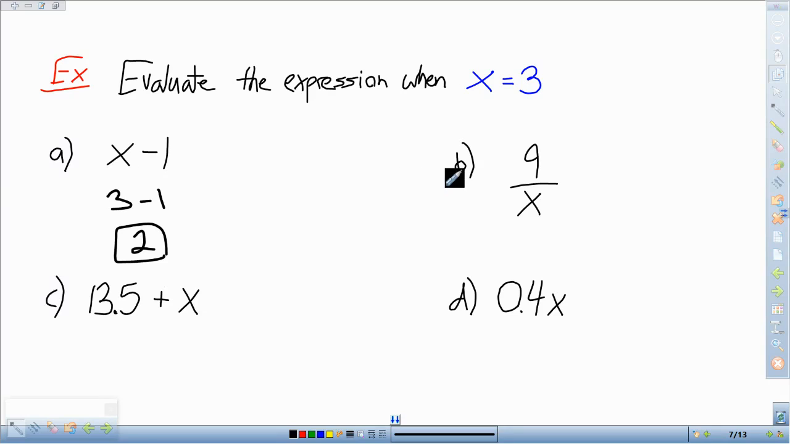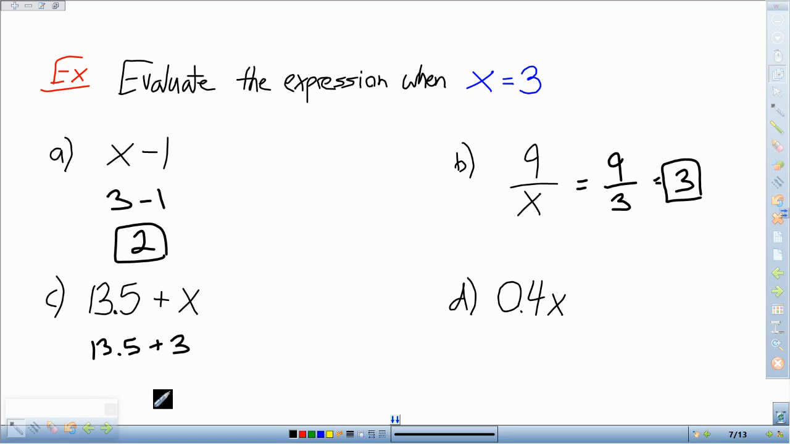All right, on letter B here, again, plugging in 3 for x, it looks like we're going to get, by the way, usually I'll try to work from top to bottom, though sometimes on fractions I like to work left to right. So this is going to turn into 9 over 3, or 9 divided by 3. And as you might know, 3 goes into 9 3 times.